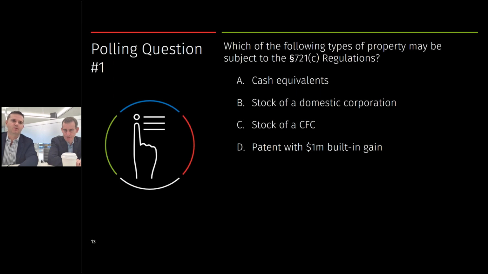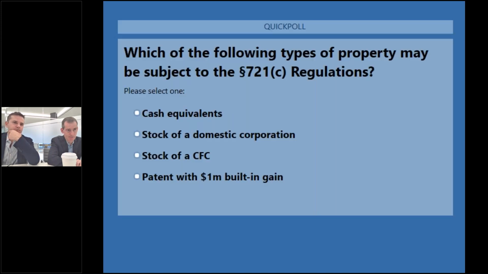Okay, so I think this is our first polling question. I'll read it out. Which of the following types of property are going to be subject to 721(c) regulations? So I think we covered this a bit. Cash equivalent, stock in a domestic corporation, stock in a CFC, or a patent with a $1 million built-in gain. So I guess we give that a moment.